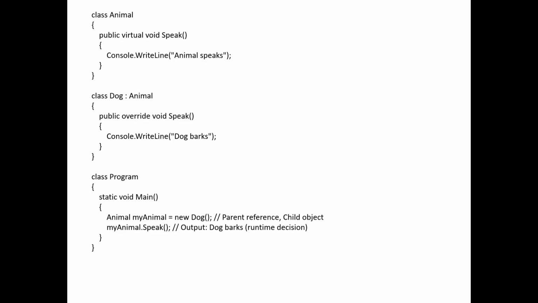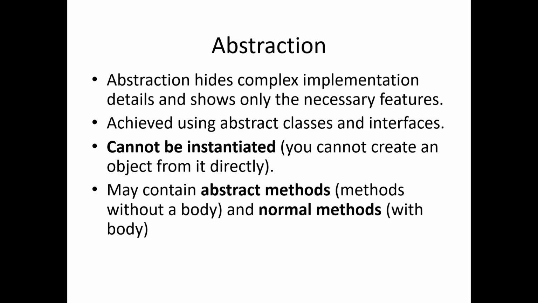Now abstraction. What is abstraction? Abstraction hides complex implementation details and shows only the necessary features. It is achieved using abstract classes and interfaces. It can't be instantiated, which means you can't create an object from it directly. It may contain abstract methods, like methods without a body, which will not contain any instructions. And it may contain normal methods, which have instructions.